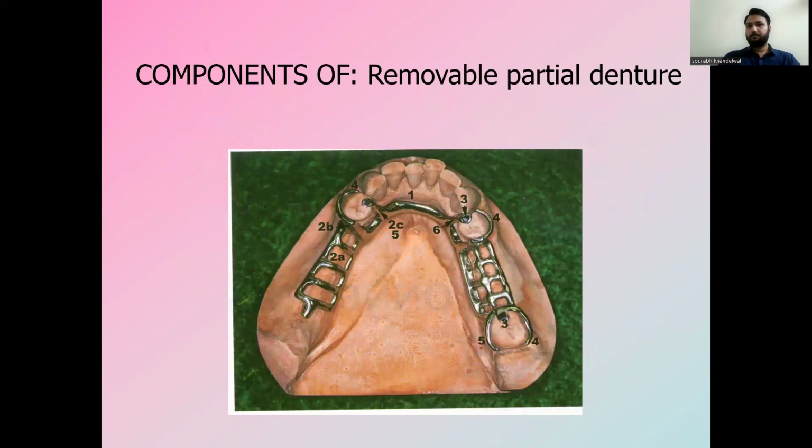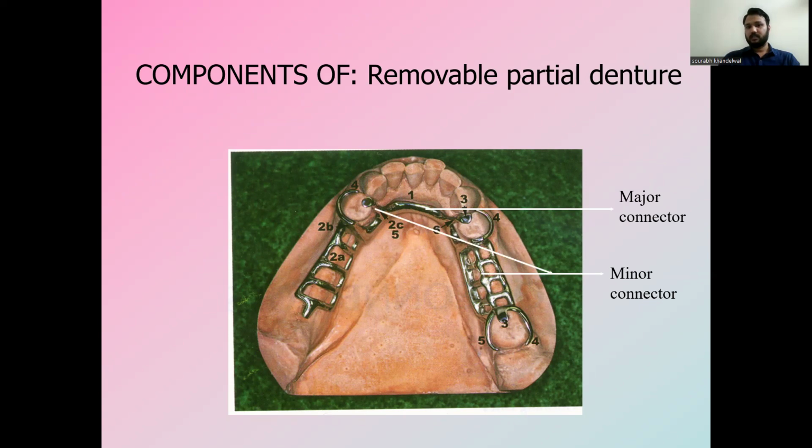Then let's discuss this picture. Here you can see I have numbered this, and let's see one by one. Number one is the major connector. This is a mandibular Class 2 Modification 1 condition. Here I have given a lingual bar major connector.